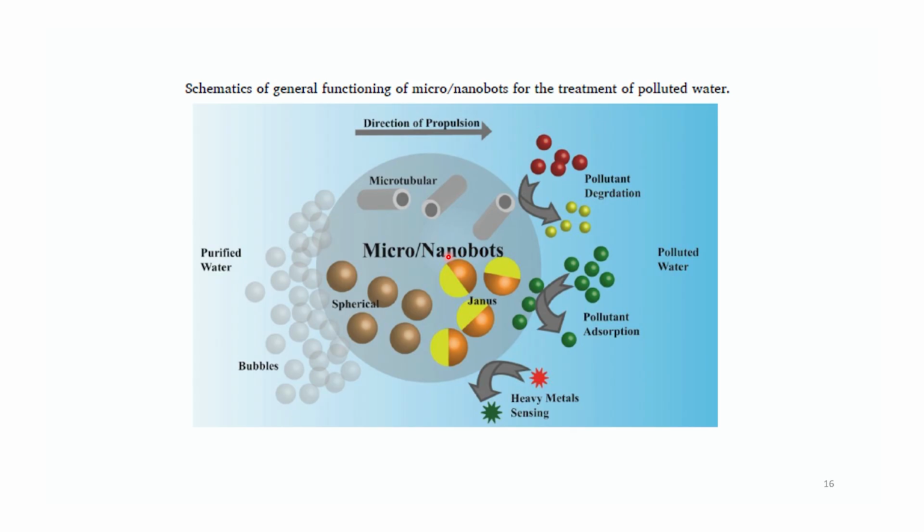These micro nanobots can either be spherical or they can be Janus particles. They can be asymmetrical, where half of it is made up of some other substance, half from the other. That can be used to integrate properties as well as to create asymmetry for better movement of these bots in water. So that's the oxygen bubbles being released, and that's the direction of propulsion.